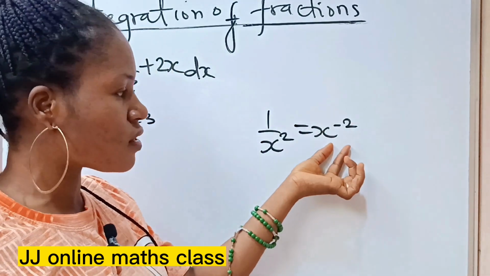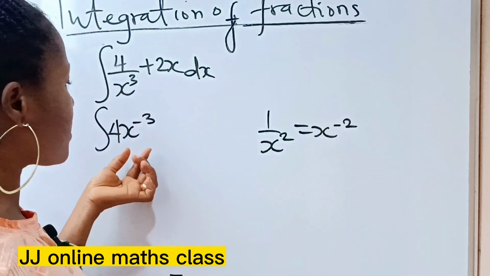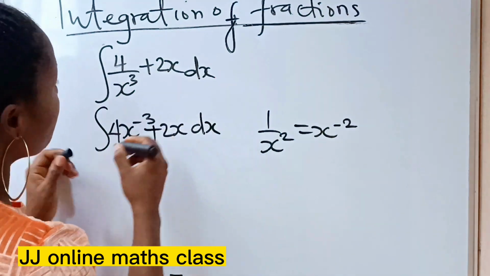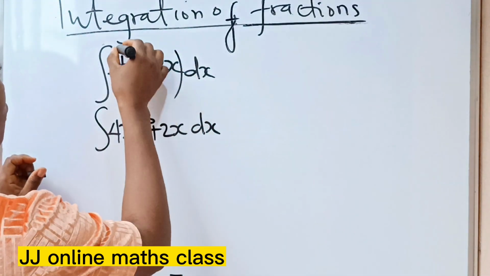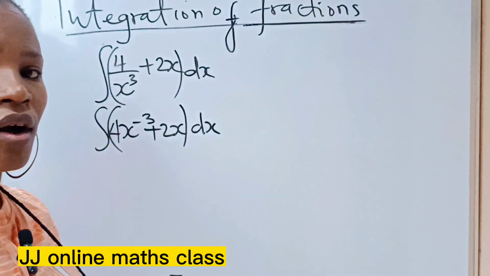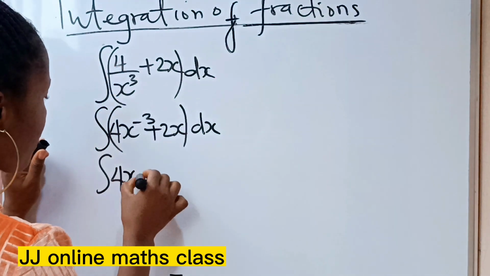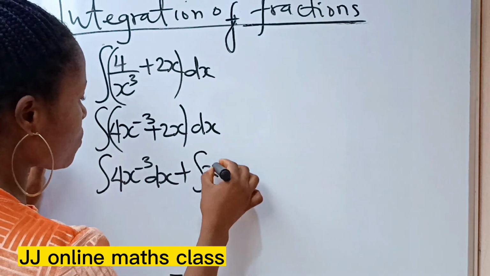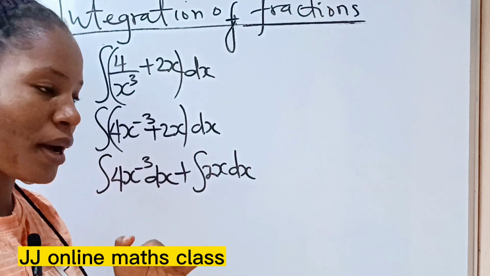That is, if we want to write it in this form, we are going to remove 1 over and introduce a negative sign. So this is exactly what I did here, plus 2x dx. All right, now what do we do next? This dx is actually for these two terms. We are going to separate them because we are integrating them separately. So we are going to have the integral of 4x to the minus 3 dx, plus the integral of 2x dx. At this point, let's start our integration proper.